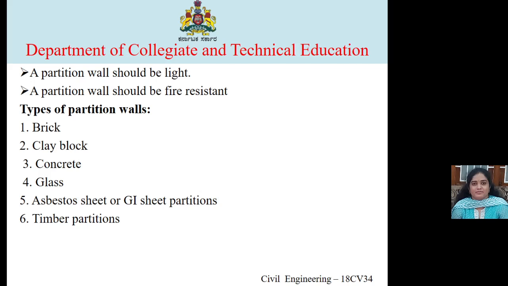So that is regarding the asbestos and cement sheets. Here you can do nice painting on both sides. It may be distemper or coloring, color wash. And the last one is the timber partition.